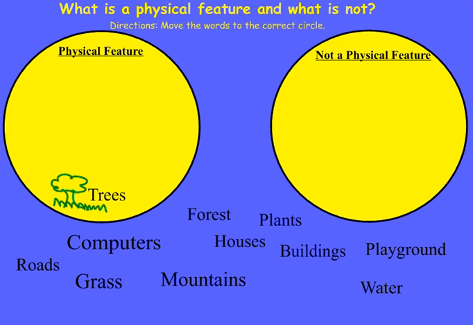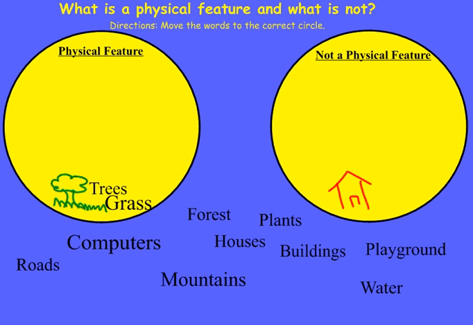Do you recognize what that is? My drawing's not great, but I'm so glad you can recognize that. That's grass. So you're right, grass is another physical feature. Let's think of a couple things that are not physical features. Nature didn't put them there. People did.